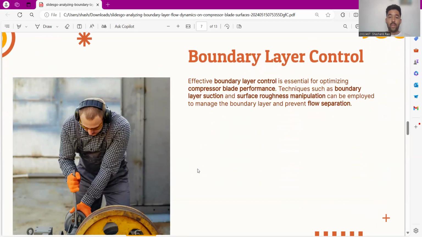Boundary layer control. Effective boundary layer control is essential for optimizing compressor blade performance. There will be a formation of a boundary layer on the surface, but if we have control over it, preventing the increase in thickness or the separation, we can optimize the compressor blade performance. Techniques such as boundary layer suction and surface roughness manipulation can be employed to manage the boundary layer and prevent flow separation.